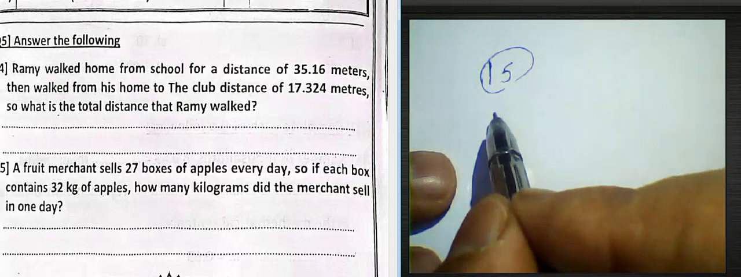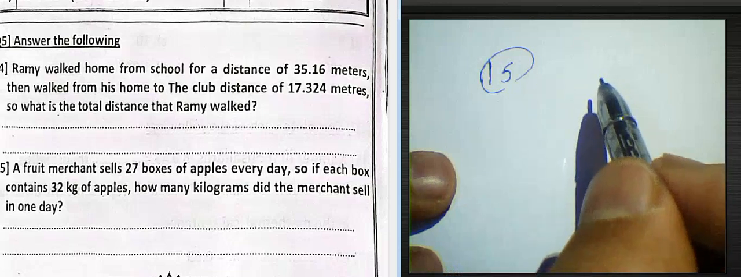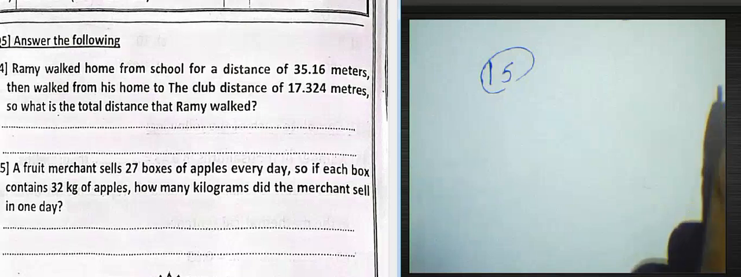What about the last question here, question 15. A fruit merchant sells 27 boxes of apples every day. So if each box contained 32 kilograms of apples, how many kilograms did the merchant sell in one day? Okay, we can find the total by multiplication between 27 and 32.